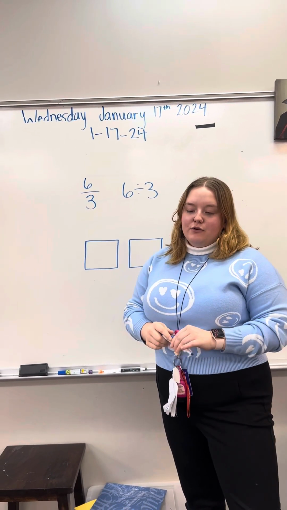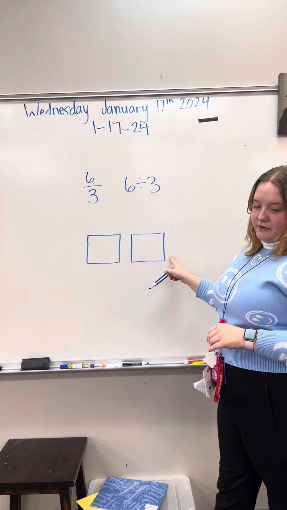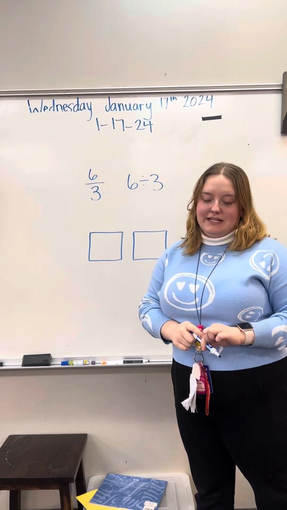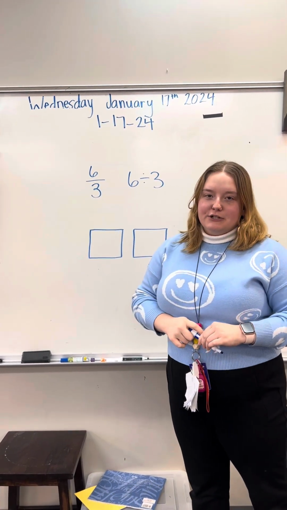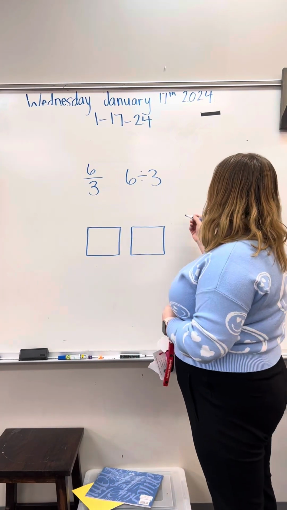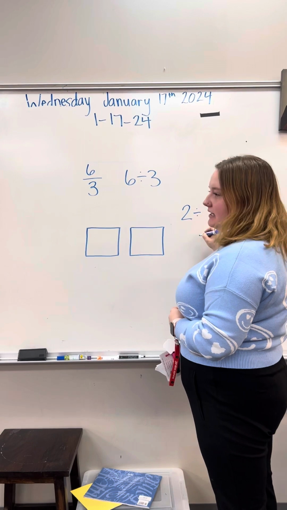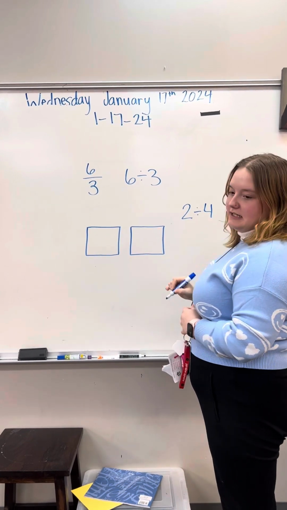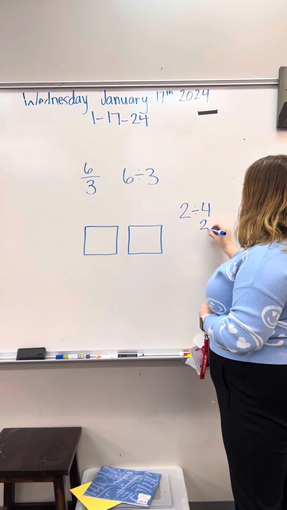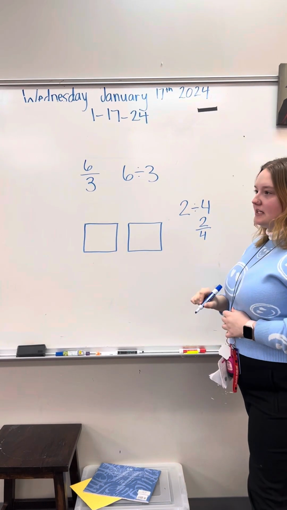For example, if you have 2 waffles for breakfast and 4 people need to eat them, how many waffles will each person get? Well, we have 2 waffles that need to be divided for 4 people to eat. That's the same as 2/4. We can show this in a picture.